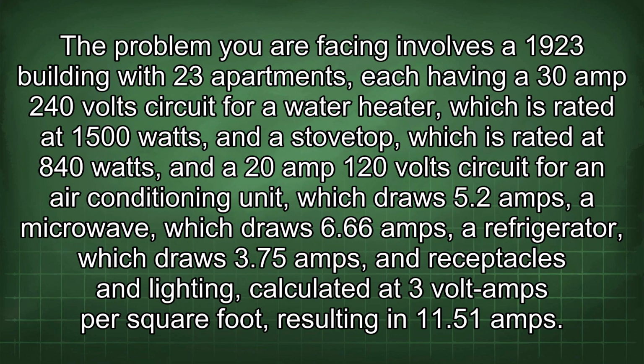The problem you are facing involves a 1923 building with 23 apartments, each having a 30-amp 240 volt circuit for a water heater, which is rated at 1500 watts, and a stovetop, which is rated at 840 watts, and a 20-amp 120 volt circuit for an air conditioning unit, which draws 5.2 amps, a microwave, which draws 6.66 amps, a refrigerator, which draws 3.75 amps, and receptacles and lighting calculated at 3 volt amps per square foot, resulting in 11.51 amps.